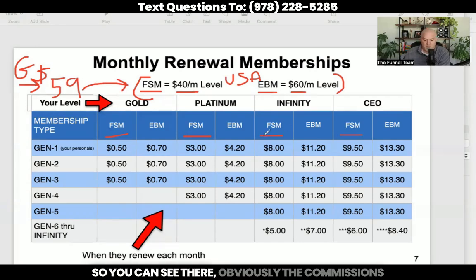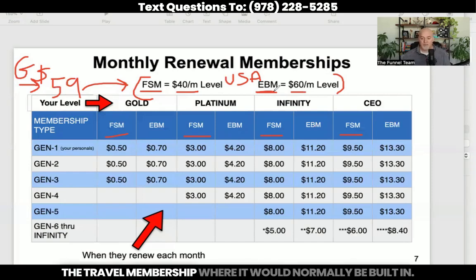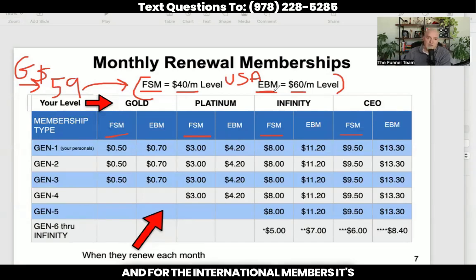So you can see there, obviously, the commissions have a similar structure here. It's more of an EBM level of payment, but again, you also have to factor in two very important things. You have to factor in the merchant accounts, charging additional fees to pay overseas, and also the cost of the travel membership, where it would normally be built in, and for the international members, it's going to be in addition to. So that's why the commissions are structured the way that they are.